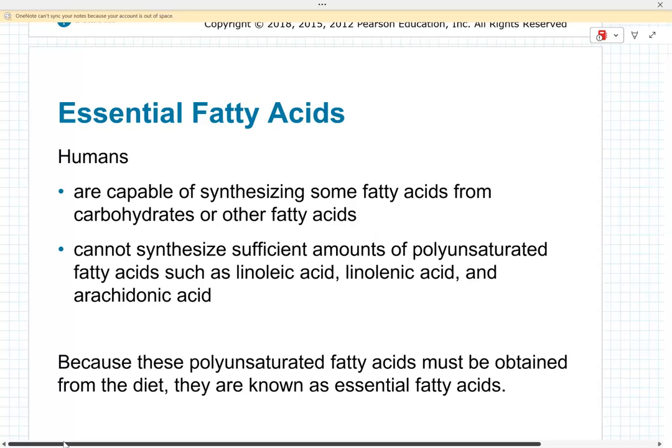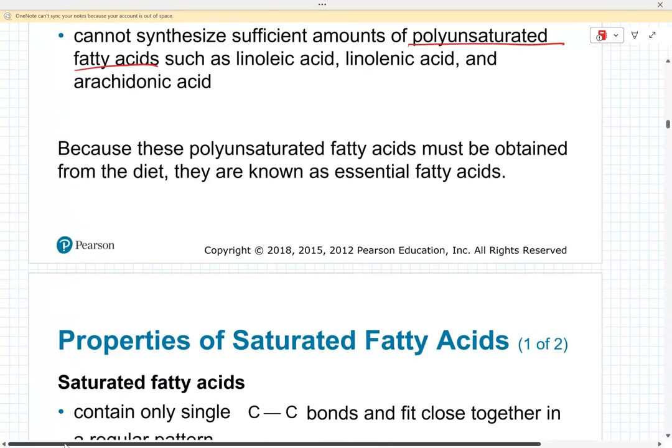Okay? On the other hand, we do not get enough polyunsaturated fatty acids, and this is why we have to get them from the diet. This is why we call them essential fatty acids. So this is why we should consume, if you're not a vegetarian, in addition to animal protein, fish is an important source. Oils, seeds, nuts are all important sources of fatty acids.